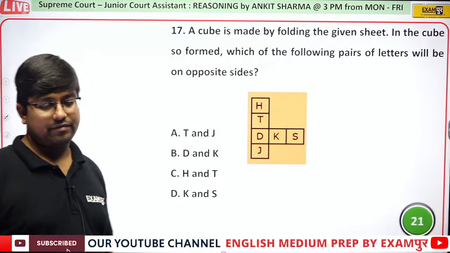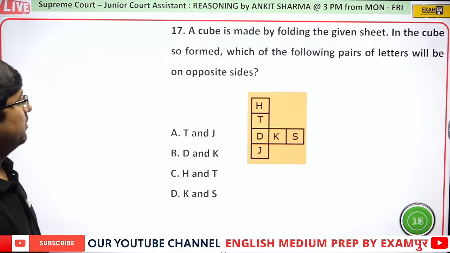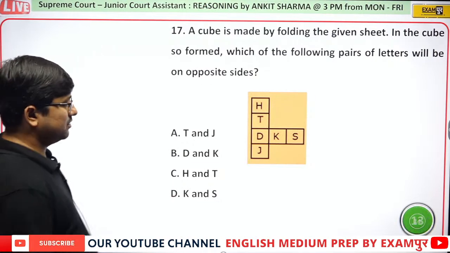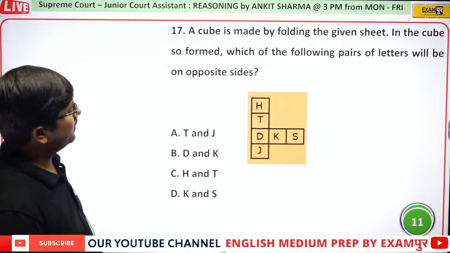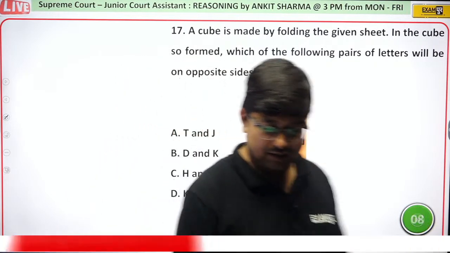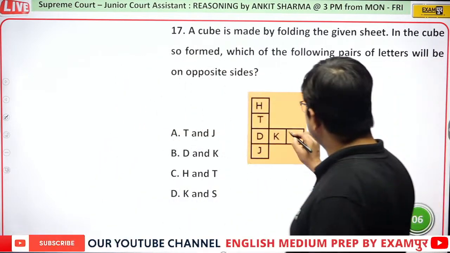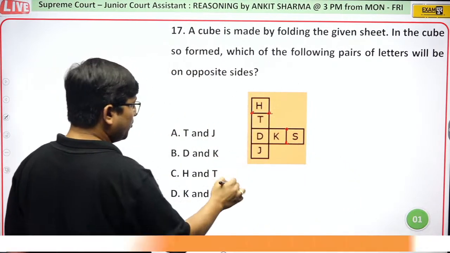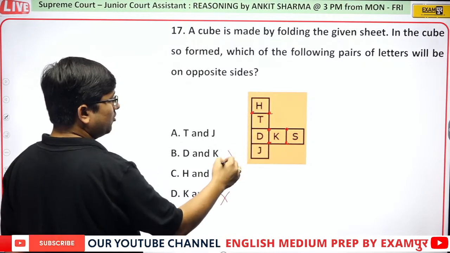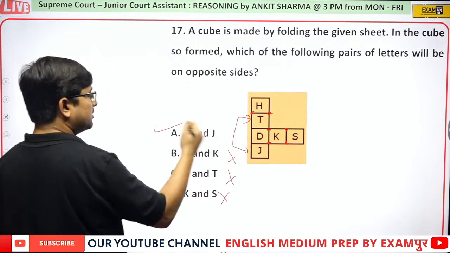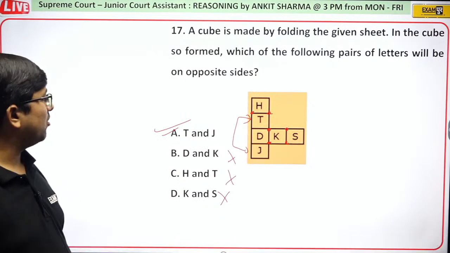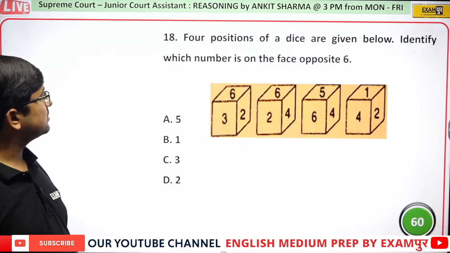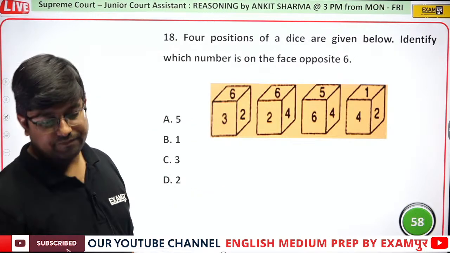Quickly, everybody. Now, see here, my dear students, which are on the opposite faces, K and S. So you can see very well. Very good, Jagdishwaran. Proud of you, Jagdishwaran. Same, Rashmita. Very good. See, K and S share common vertices, so they cannot be opposite. H and T share common vertices, they cannot be opposite. D and K share a common vertex, they cannot be opposite. But just look at T and J. They do not share a common vertex and they are opposite. All right, everybody, 17th, option number A. Next, solve this one. Hurry up.